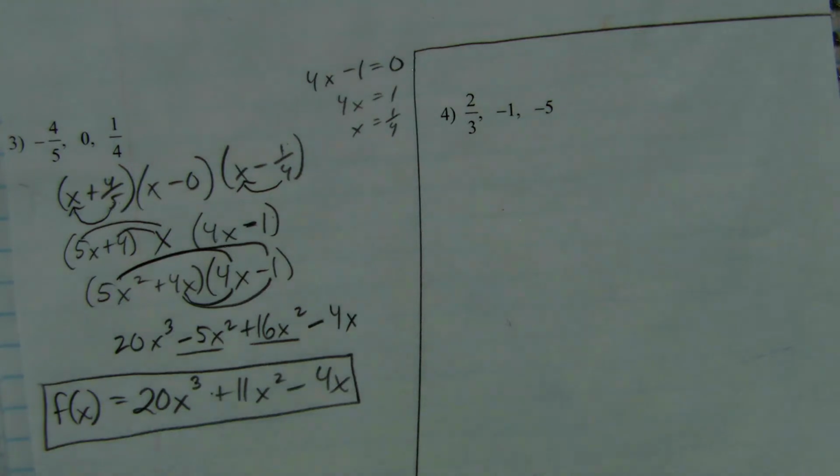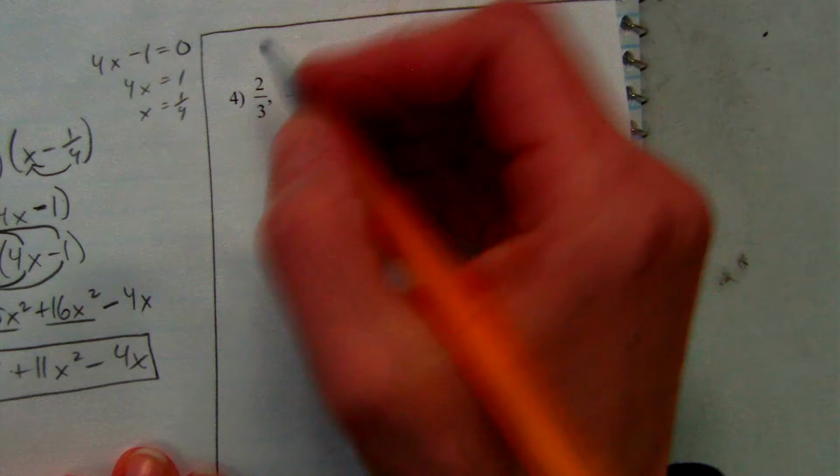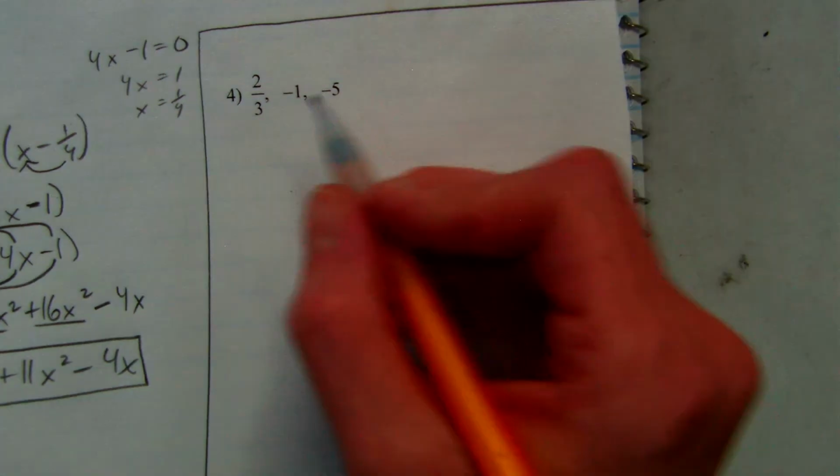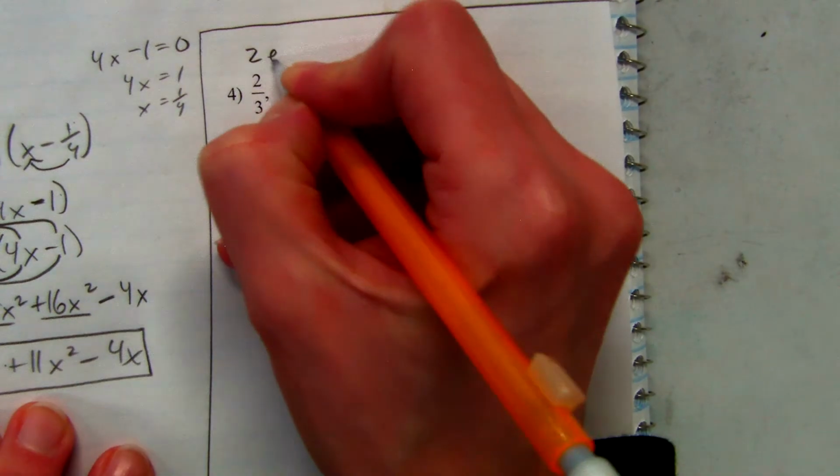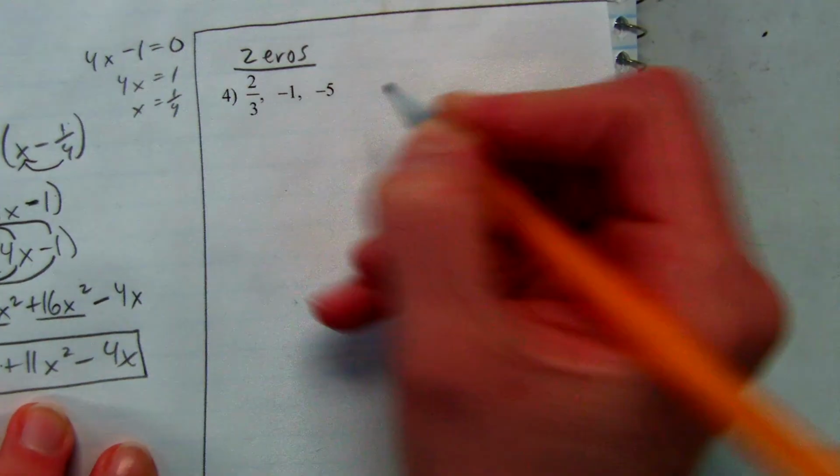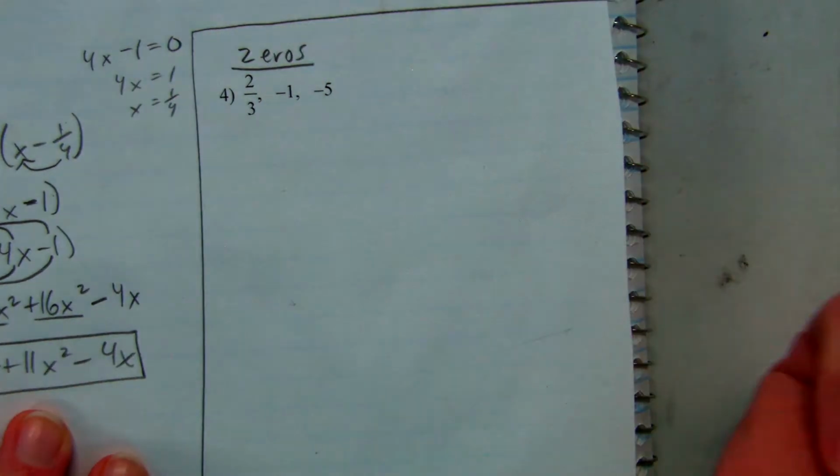Right, here we go. We're on number 4. So the first thing we're going to do is the directions were to write a polynomial function of least degree with integral coefficients that has these as the zeros. So these numbers right here are the zeros. This is where my function goes through the x-axis.